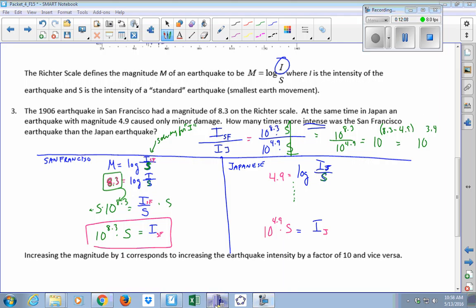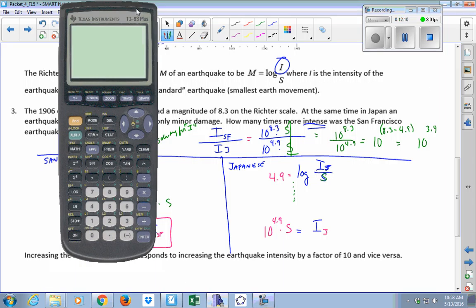So now's the time you want to pull out your calculator and get a sense, an approximation, of how much more intense that San Francisco earthquake was, the one that totally devastated the entire city of San Francisco. So let's see, 10 raised to the 3.4 is 2,511.886. So approximately 2,500 times more intense.